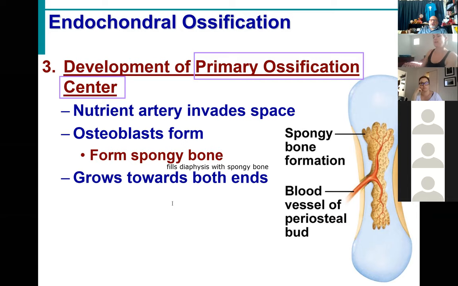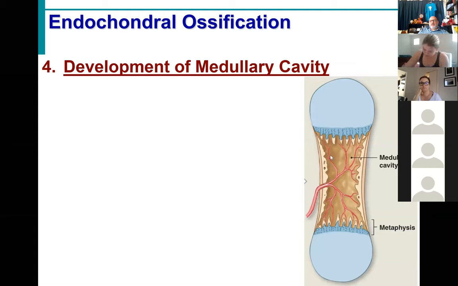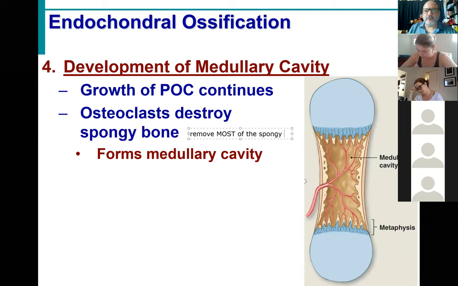However, is that what we want our adult bone to look like? Solid spongy bone throughout the diaphysis? No. So we need to hollow it out. All right, so again, we fill this with spongy bone, but that's not ultimately what we want our mature bone to look like. So now we have to complete the development of the diaphysis. Osteoclasts are going to start to break down the spongy bone and remove most of the spongy bone, not all of it. Remember, when we saw on the models, there is a thin layer of spongy bone lining the inside of the medullary cavities. So it removes most of the spongy bone, leaving that medullary cavity.